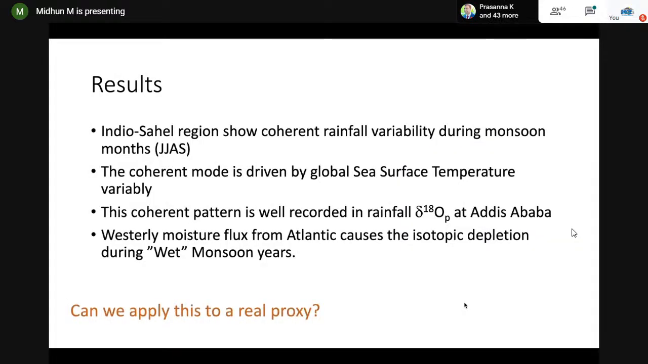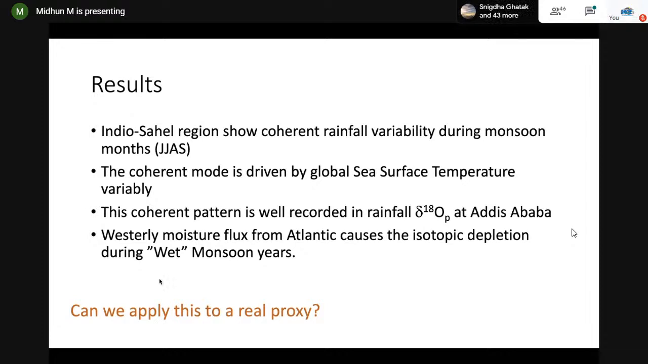So my major results are: the Indo-Sahel region shows coherent rainfall variability during monsoon months, which is actually well known, but the new thing in this study is this coherent mode. This coherent mode is recorded in delta 18 of P at Addis Ababa, and this is recorded in Addis Ababa because of the westerly moisture flux from the Atlantic during the wet monsoon years. The wet monsoon years mean positive anomalies of PC1.